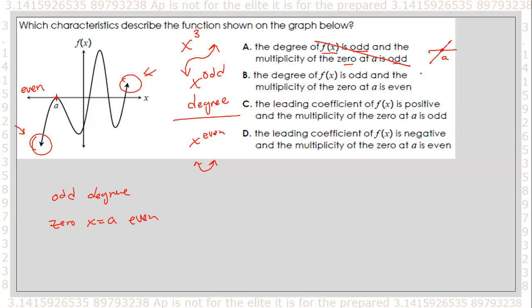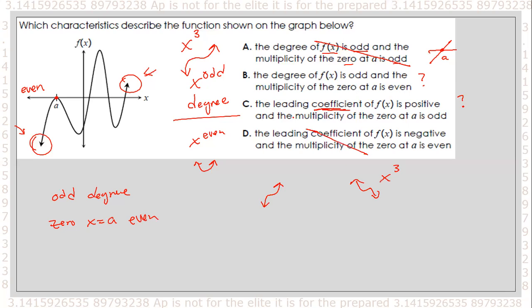Okay, so this might be an option. The degree is odd, and the multiplicity at A is even. Yep, that's true. All right, let's check C. The leading coefficient of f of x is positive. The multiplicity of 0 is odd. The coefficient is positive because this one right here just looks like a positive cubic. So this is actually true, but it includes more information. Now the next one says the leading coefficient of f of x is negative. Well, that's not true, since it would be a negative cubic, and that's not.